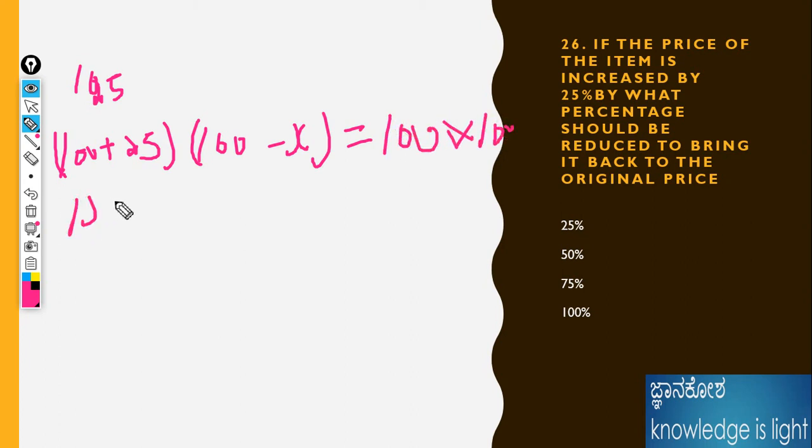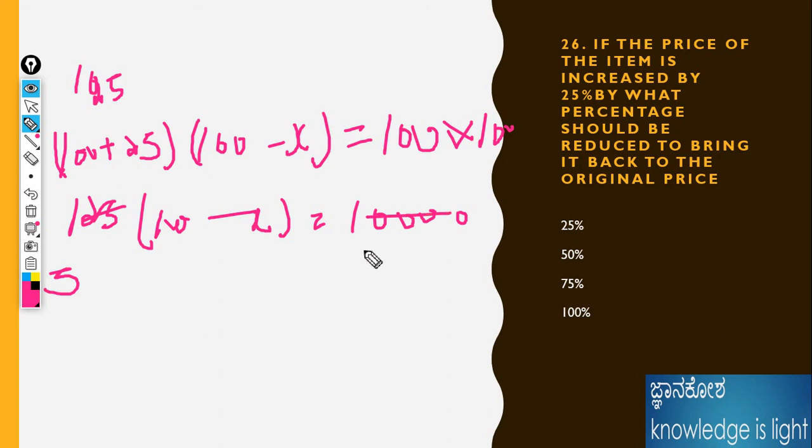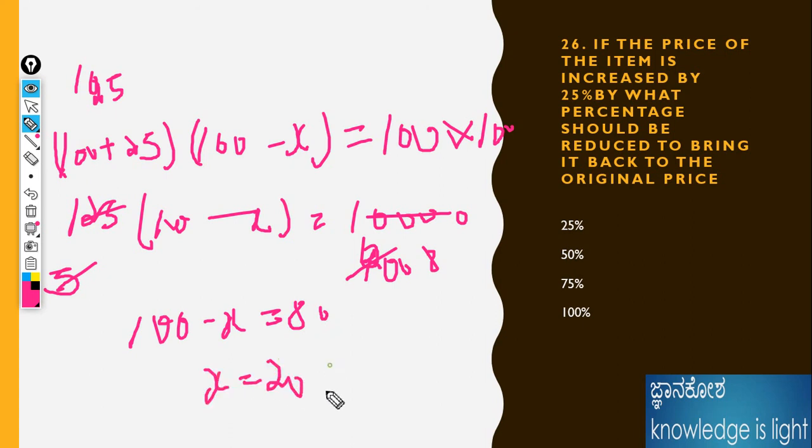Therefore 125 into (100 minus x) is equal to 10,000. Therefore, 25 fives are 125, 25 fours are 100, that means we should call it 400. Therefore 100 minus x is equal to 80, directly I have written 80 here. Therefore x is equal to 20%. That means whatever the x is, it comes over here positive and there negative, therefore 100 minus 80 is 20%.